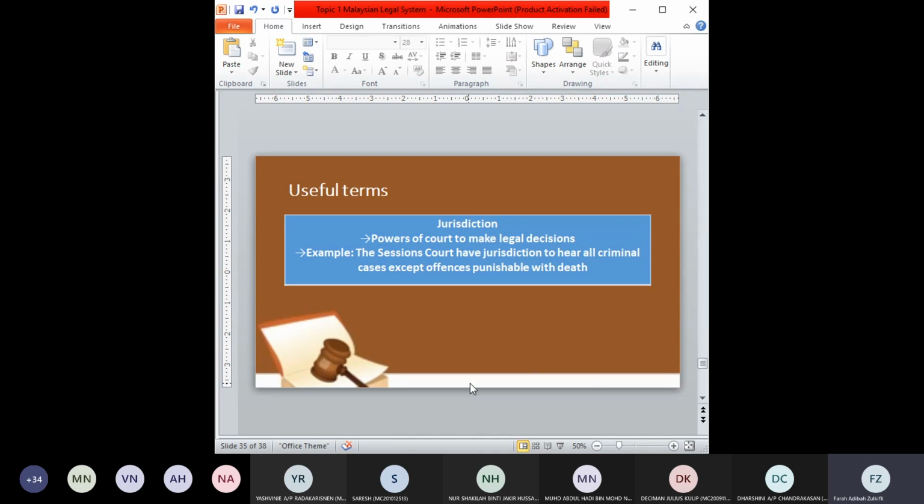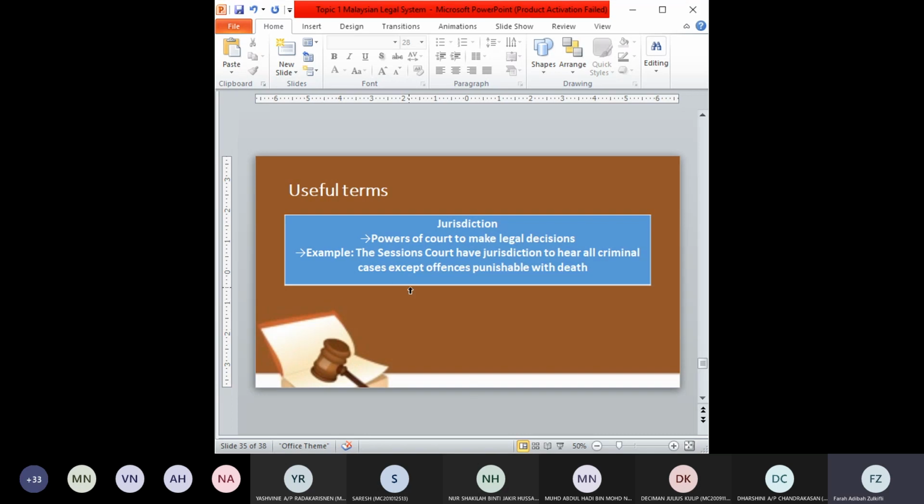Okay, for jurisdiction, basically jurisdiction is power. The court has the power to make legal decisions within its jurisdiction. So for example, when we say that the Sessions Court has jurisdiction to hear all criminal cases except offences punishable with death, it means that the Sessions Court has the power to hear all criminal cases. Any criminal case, except those punishable with death, can be heard by the Sessions Court. So that is what we mean by jurisdiction. Jurisdiction basically means power, kuasa.